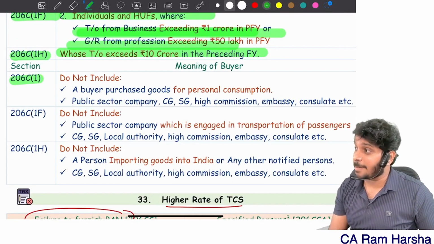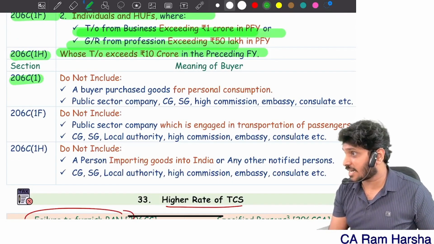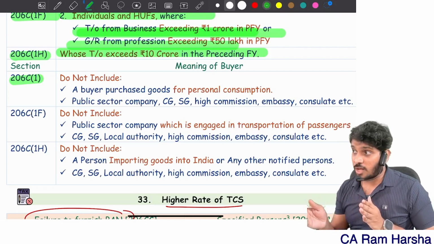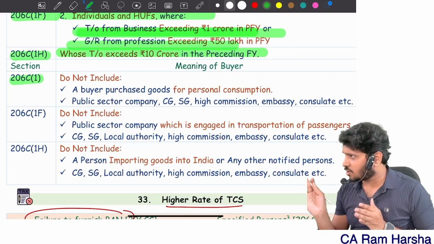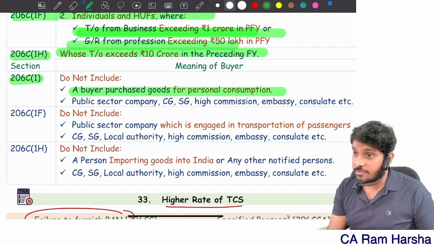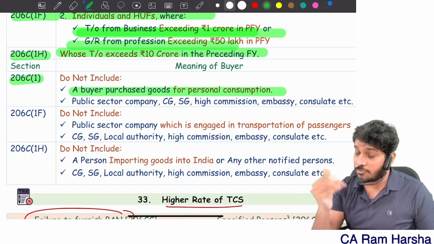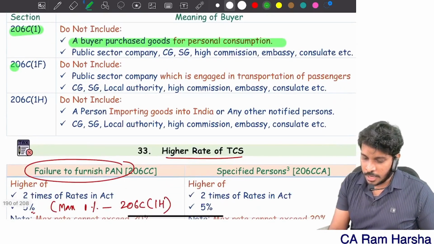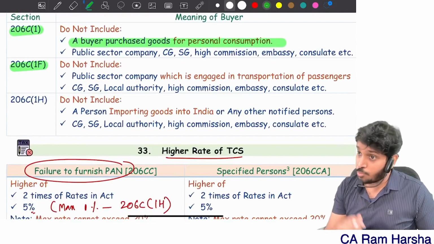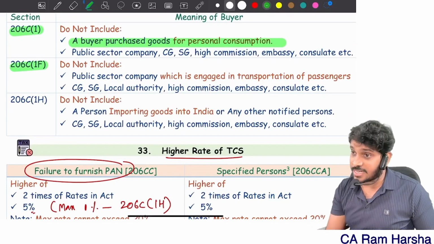Now under 206C(1), timber, tendu leaves, scrap, all that is there, right? The seller of timber, tendu leaves, scrap should collect TCS at 1%, 2.5%, 5%, something like that, yes or no? But if the buyer is purchasing for manufacturing purpose, construction, for his personal consumption, not for reselling it, no TCS. 206C(1F), motor vehicle we are selling, to whom?